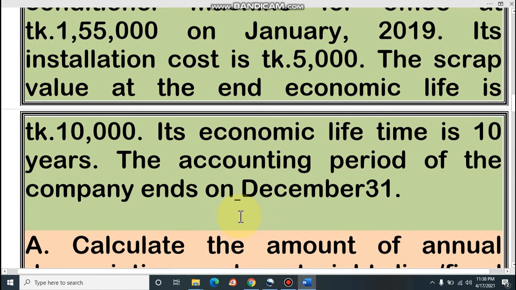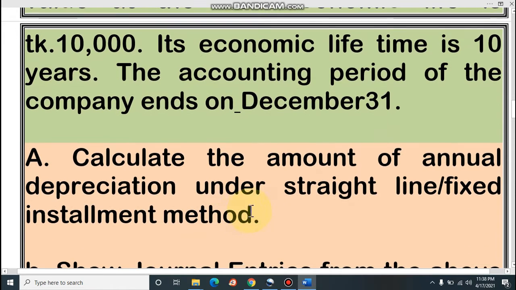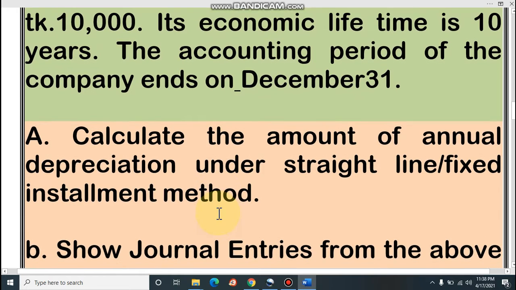This is our problem now. The requirement is to calculate the amount of annual depreciation under the straight line method. That means we have to find the amount of depreciation under the straight line or fixed installment method. You know that straight line and fixed installment method are the same. If you remember, last class we discussed the formula of the straight line method.